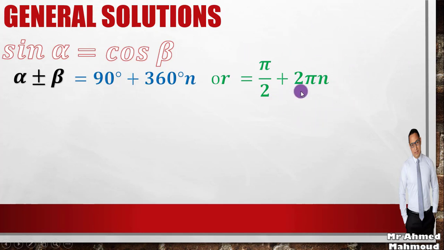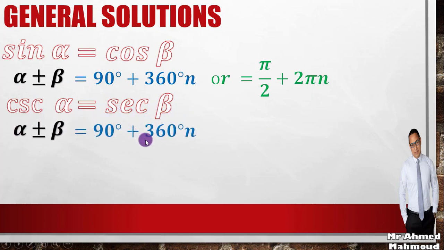Okay, number 2, if cosec alpha equals sec beta, then alpha plus beta equals also 90 plus 360n, sum equals 90. This is the main rule, but 360n because of the number of turns around the coordinate axis. Okay, or I can write it as pi over 2 plus 2n pi. Now tan has a different rule.